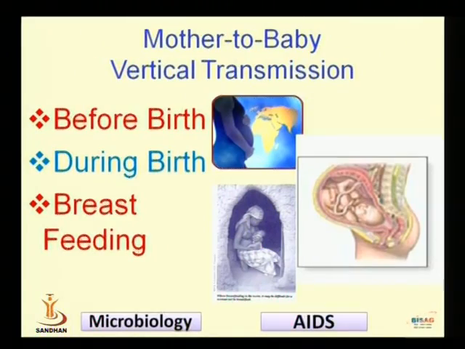Now, in vertical transmission, as you can see in the slide, it is transmitted either before birth, that is, when the fetus is in the womb and the virus can be transmitted directly, or during birth when the child is being delivered, or during breastfeeding, that is, after birth when the baby is being fed. So before birth, during birth, or during breastfeeding, the virus can be transmitted from mother to child, and that is vertical transmission.